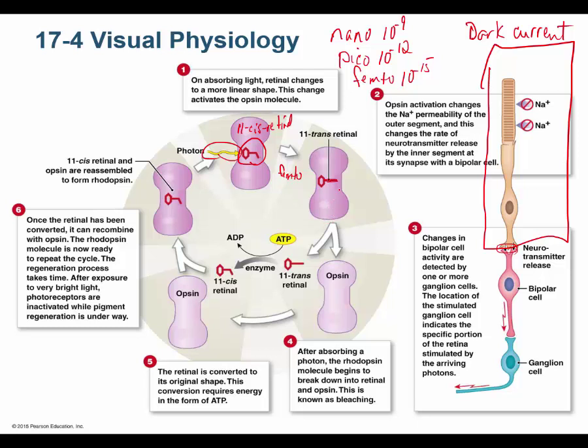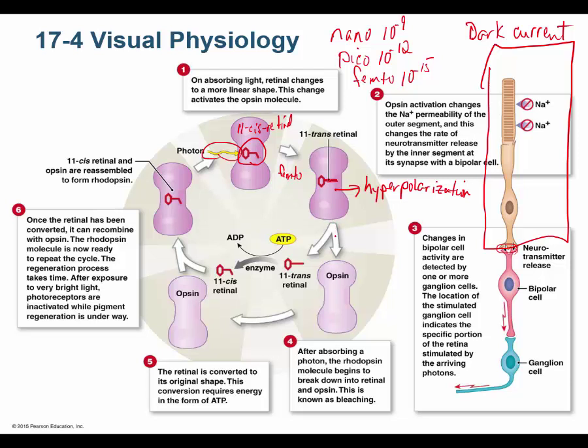Now what happens is this is going to change the permeability of the rod. And I want to go through the steps of why this changes the permeability of the rod. But ultimately, this trans retinal is going to lead to hyperpolarization. Details to follow. Meanwhile, I need this rhodopsin to be able to absorb another photon of light. But right now it's what we call bleached. Well, it's actually going to be bleached here, but it's almost bleached. It's not able to absorb another photon of light.